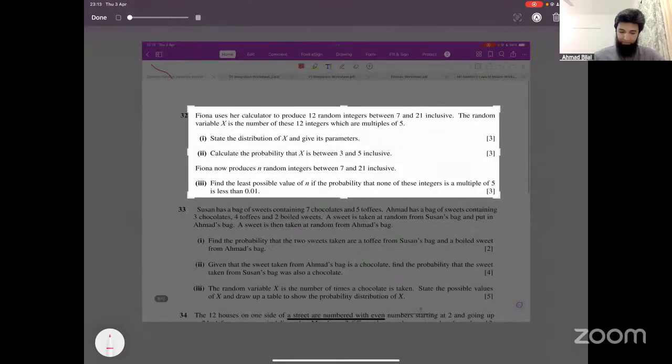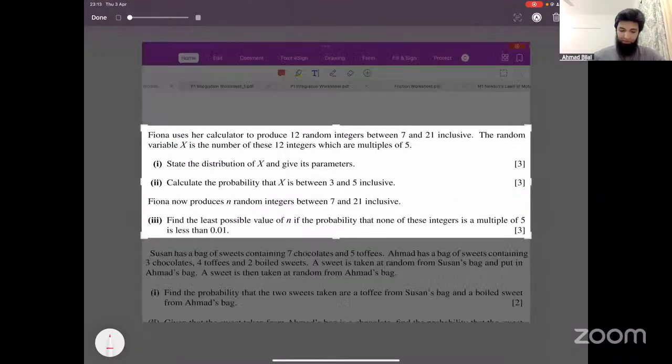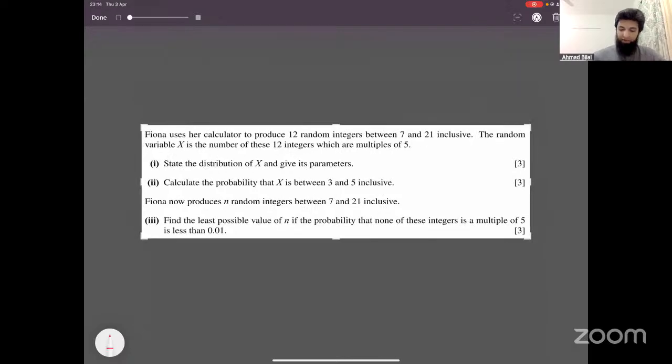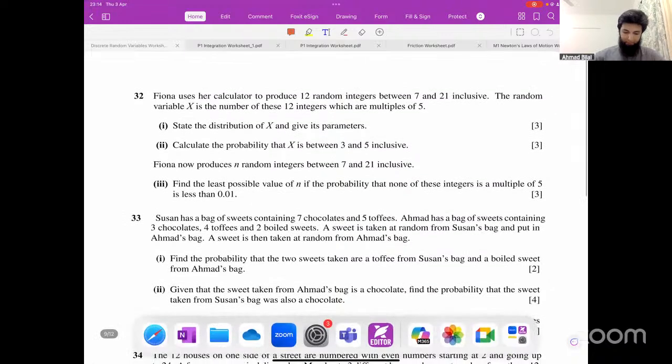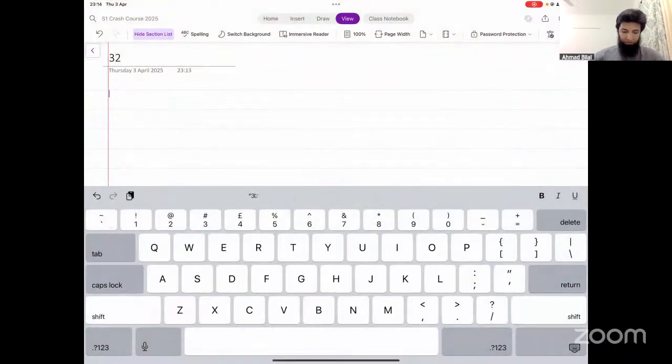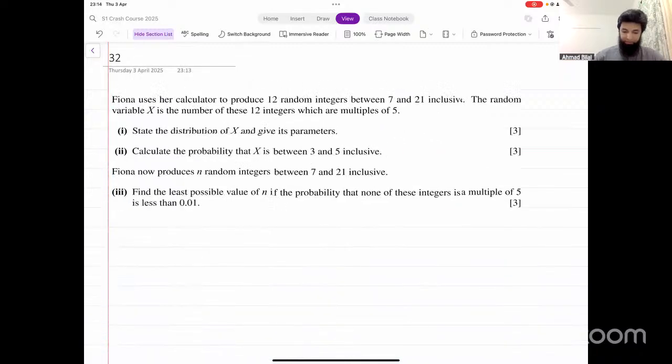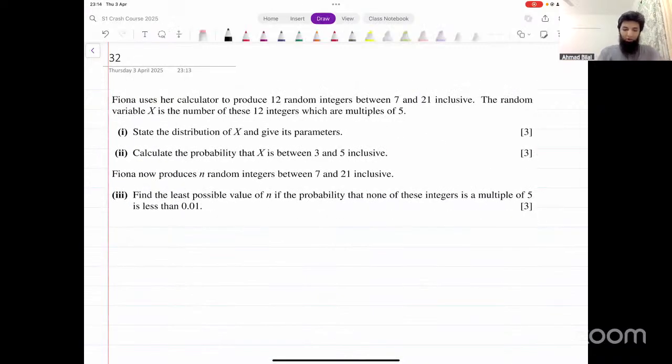So you see in the first part, they ask you to write down the parameters. Question number 32 from the worksheet. Okay, now this person, Fiona, or whatever the name is, she uses her calculator to produce 12 random integers between 7 and 21 inclusive. Inclusive means 7 is also possible and 21 is also possible.